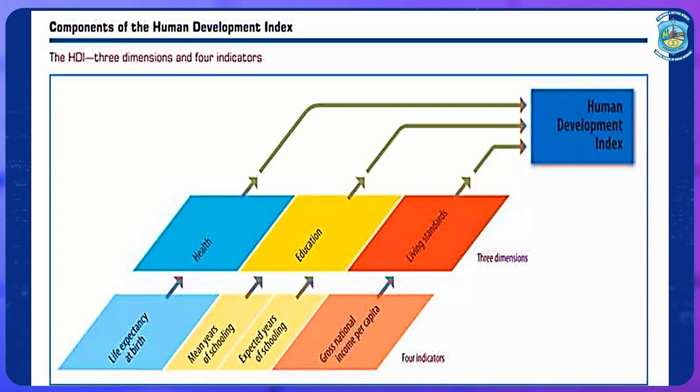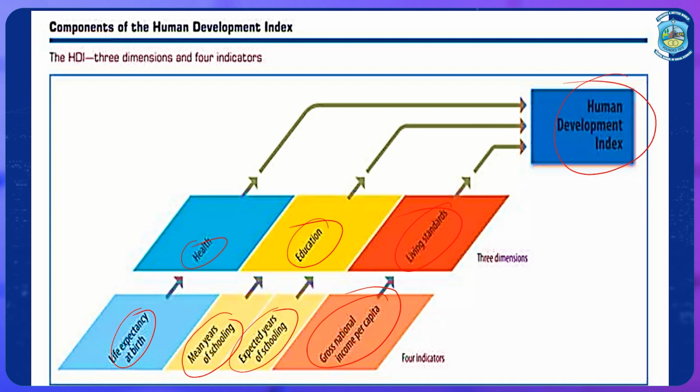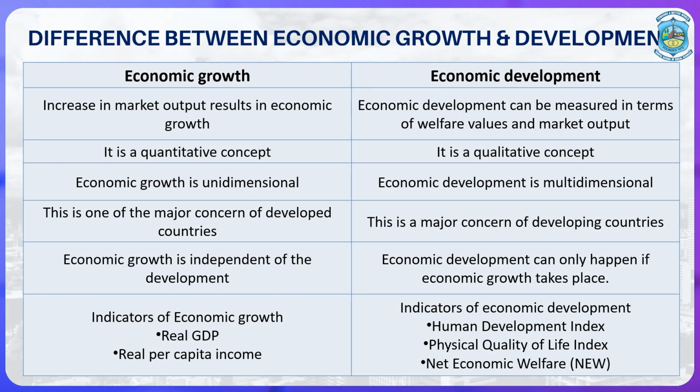Like we can see life expectancy, which relates to health, then mean years of schooling and expected years of schooling, which represent education, then gross national income per capita, which leads to living standards of the country, and all these things combined make a good Human Development Index. So the Human Development Index is not just earning salary, having good income or profit or wages, but good health, good living standard, good level of education, all these in totality are required for having a good standard of living.